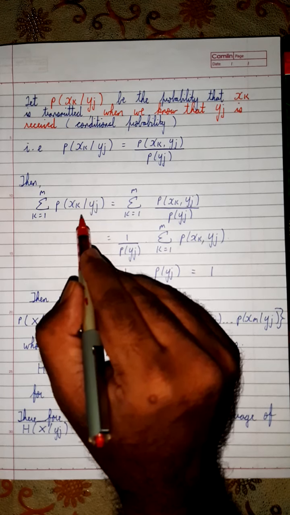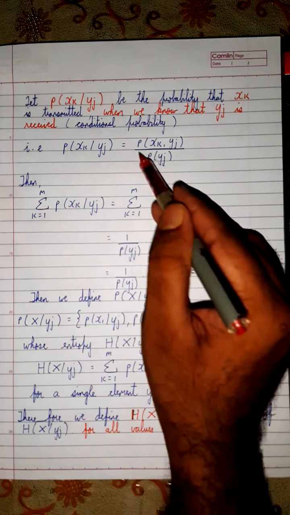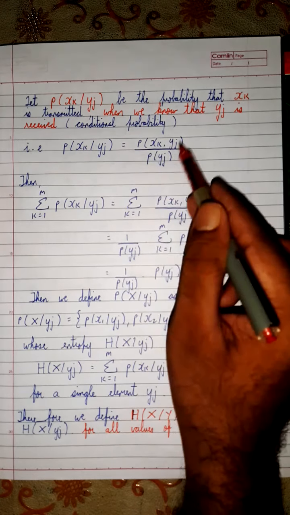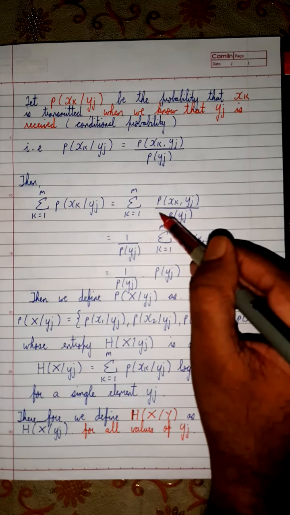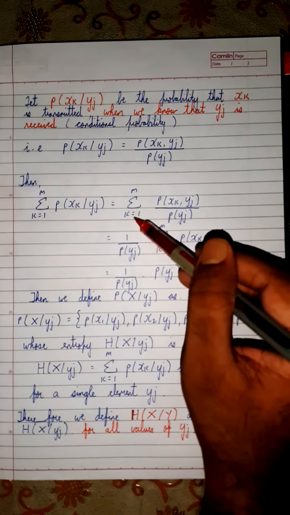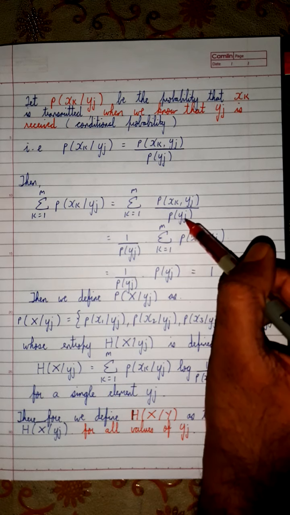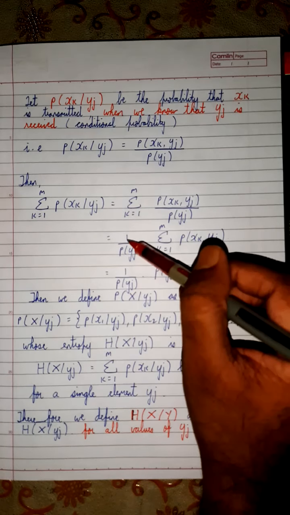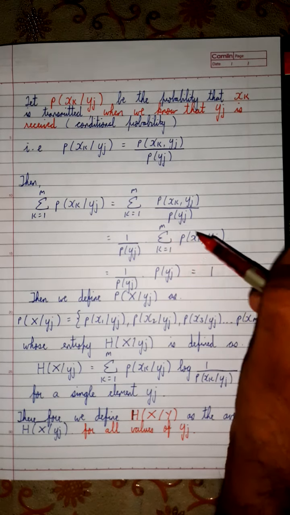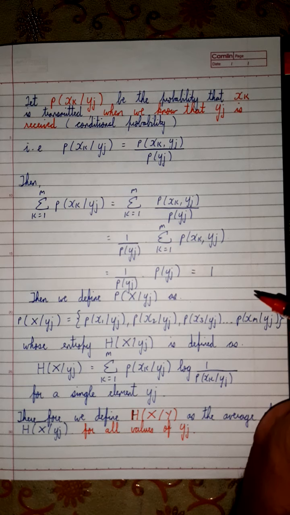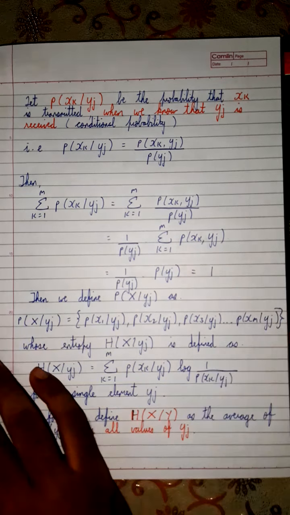P of xk by yj is equal to, and I'm going to substitute the equation for P of xk by yj as this equation. So I will get sigma k is equal to 1 to m P of xk yj by P of yj, right? Here this summation is with respect to k, and in the denominator there is no k, so I can take this denominator outside. So it will become 1 by P of yj into sigma k is equal to 1 to m P of xk comma yj, right? And what is sigma k is equal to 1 to m P of xk comma yj?